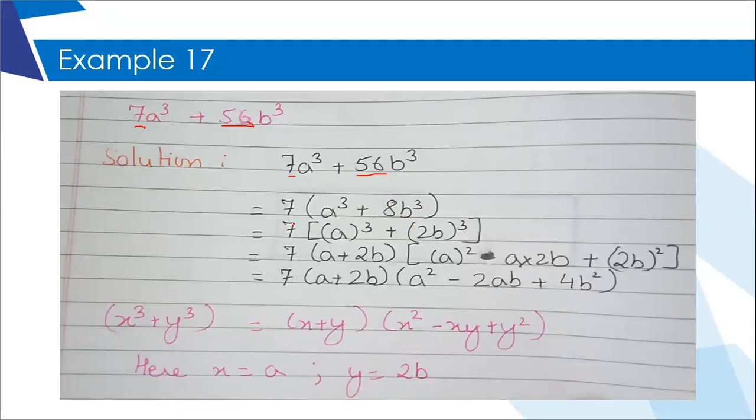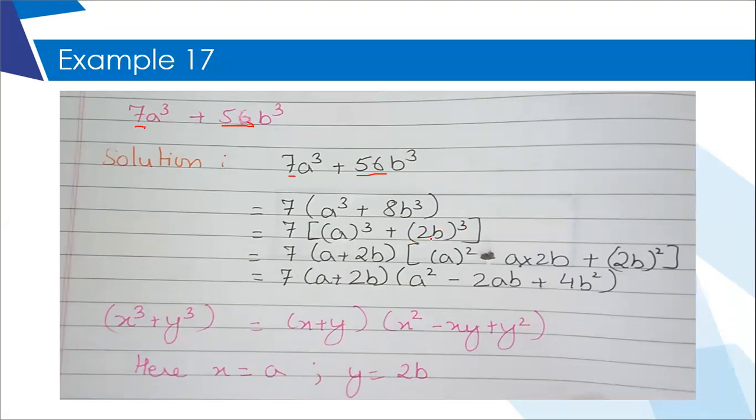So 7 is written as it is. Now all this while you will be copying 7 the way it is. Now a cube, and in place of 8b cube you will write 2b, put a bracket and put a cube outside.